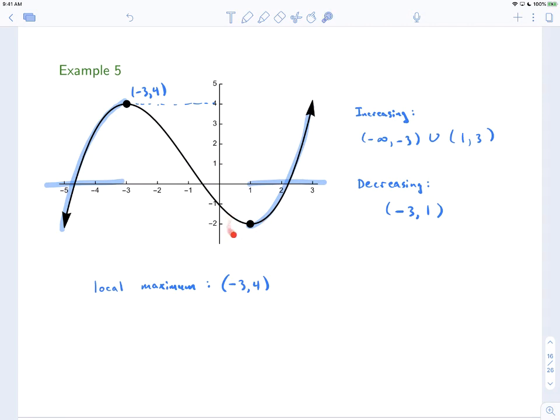Our local minimum is right here. So local minimum, what are the coordinates of that point? Well, the x-coordinate is 1 and the y-coordinate is -2. So the coordinates of the local minimum are 1, -2.